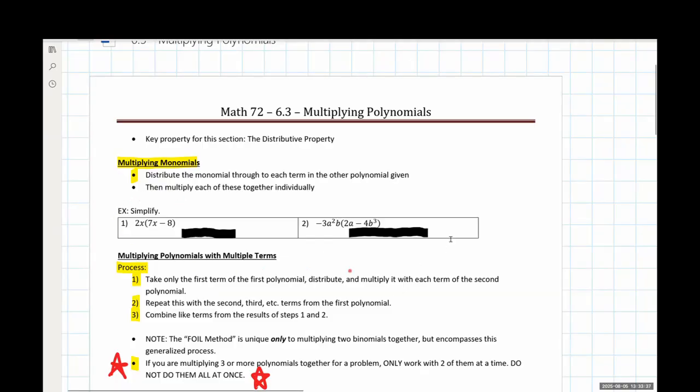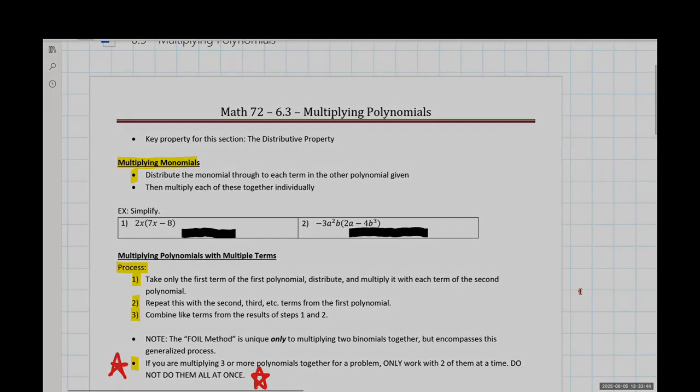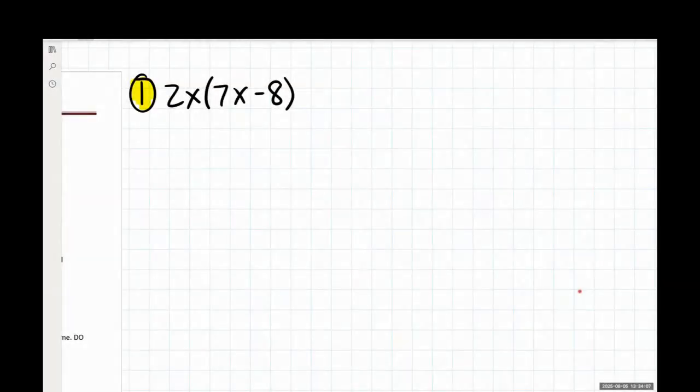Let's take a look at our first 2 examples here, and then we'll take a look at the further down ones with some more advanced stuff. So for example 1, we've been given 2x times 7x minus 8. Now again, the distributive property, that's the all-star, that's the highlight, that's the big thing with this entire section. So I need to identify the 2x multiplying through to 7x and the 2x multiplying through to negative 8.